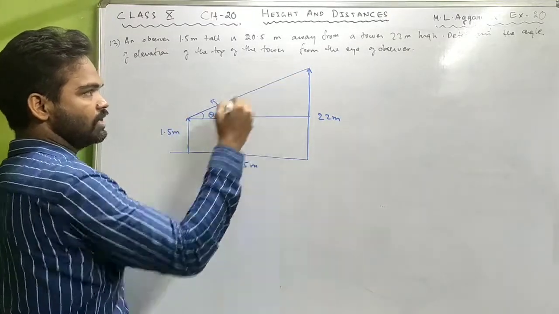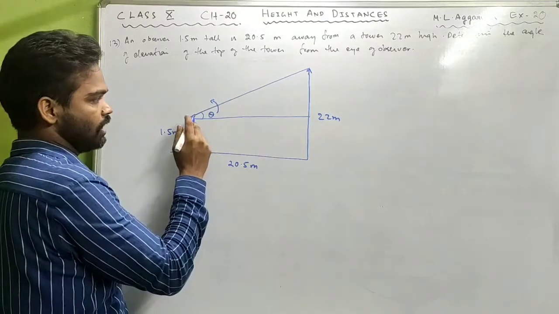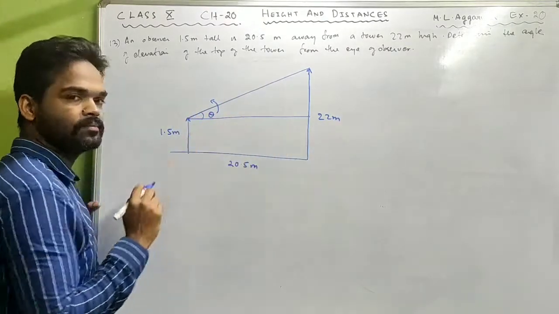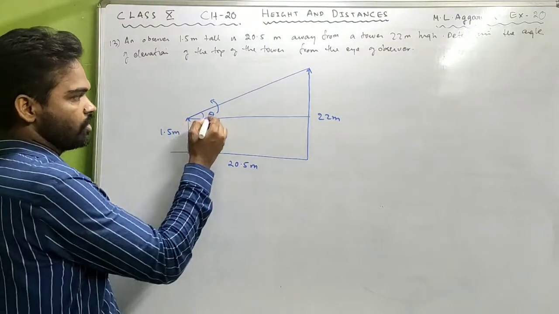This is the line of sight. The angle which the line of sight makes with the horizontal is known as the angle of elevation. We need to calculate theta.